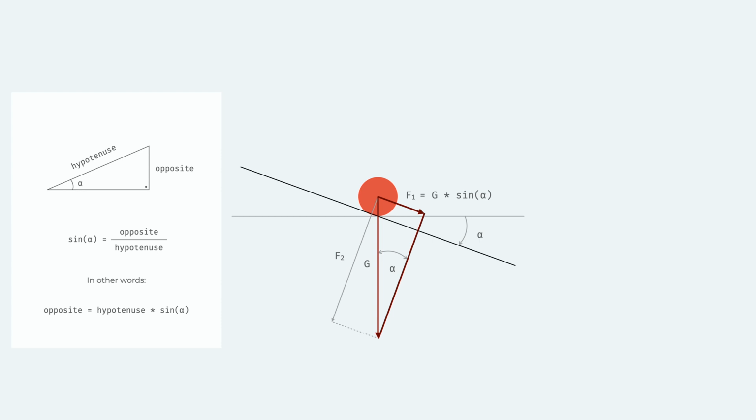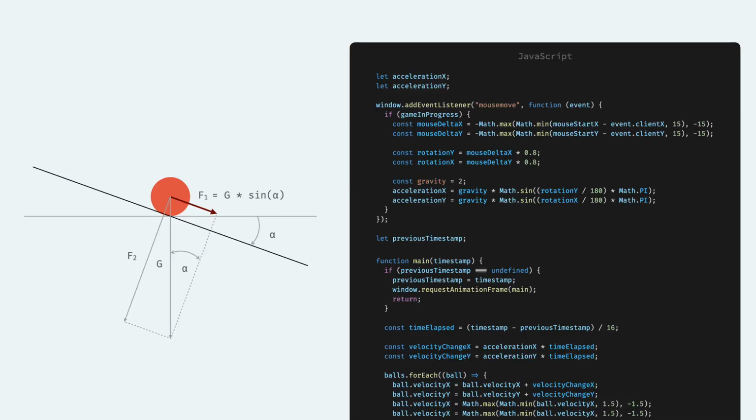The value we get this way is an acceleration. The balls don't go with a constant speed on a slope, but they get faster and faster as they roll down. Here we can see how to calculate this acceleration with every mouse move event. We already talked about the rotation we get from the mouse movement. Now we only add a few lines to turn this rotation into acceleration values. Be aware that trigonometric functions in JavaScript expect radians as inputs. So if we have a rotation in degrees, then first we have to convert them into radians.